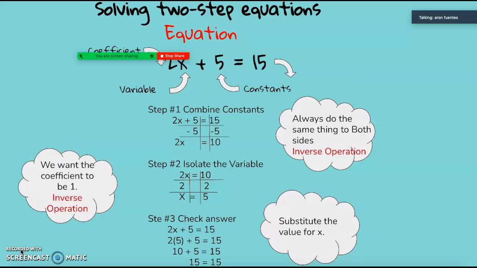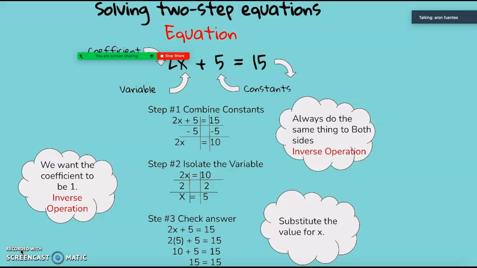Now, I want the coefficient to be 1, not 2. So therefore, I have to do the inverse operation one more time. And the inverse of multiplication is division. So I have to divide both sides by 2. And 2 divided by 2 gives me 1x. 10 divided by 2 gives me 5. So my answer will be x = 5.